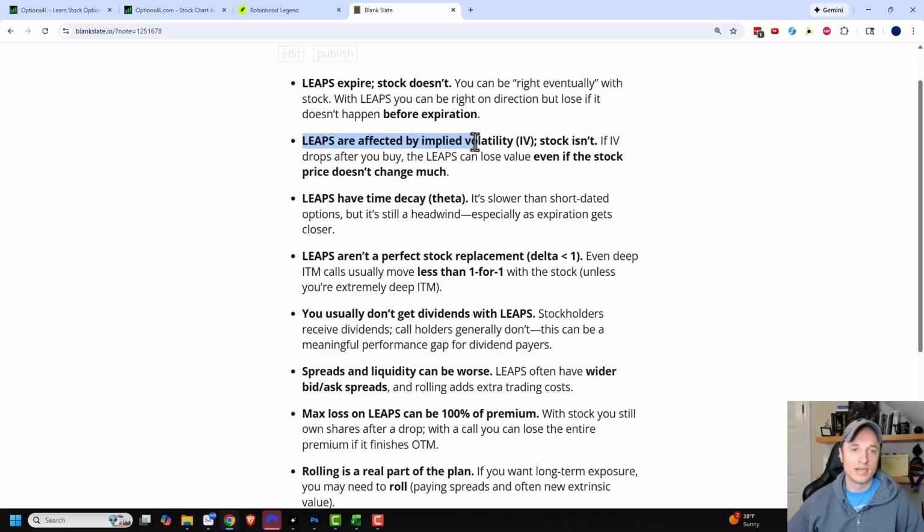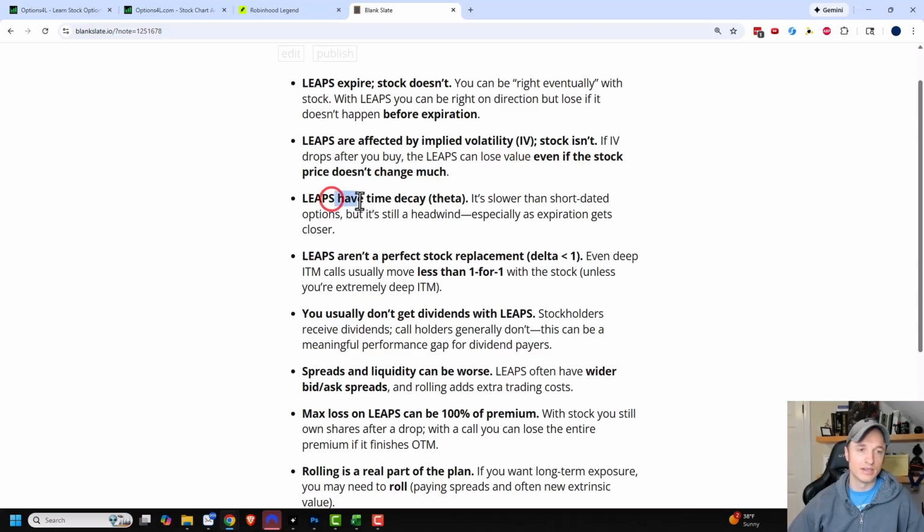Now, LEAPS are affected by implied volatility, while stock isn't. So if IV drops after you buy, the LEAPS can lose value even if the stock doesn't. So even if the stock price doesn't change much. So again, options suffer from implied volatility and decreases in that, as well as theta, so over time, which is the next bullet here.